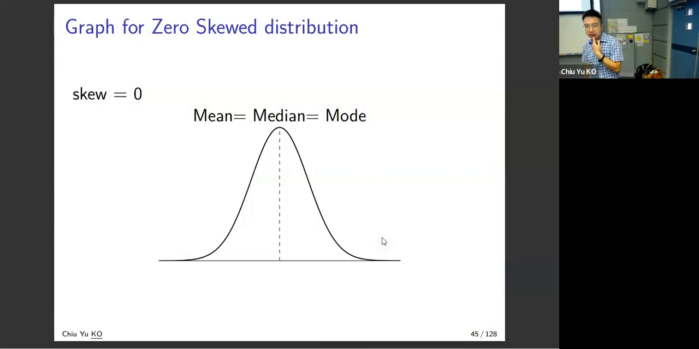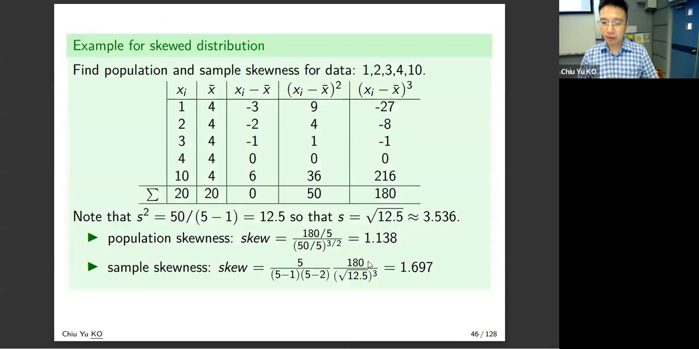Just a graph: a single-mode graph, a histogram like this, or the frequency polygon. That is what you see. If it's completely symmetric, the skew is 0. And this is the one that goes from 5 to 10. So you can see the mean: 20 over 5 is 4. The mean is 4.